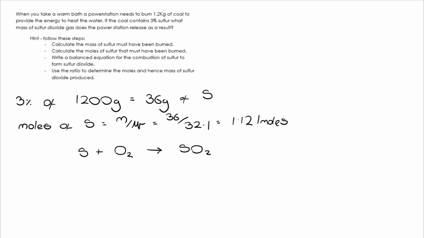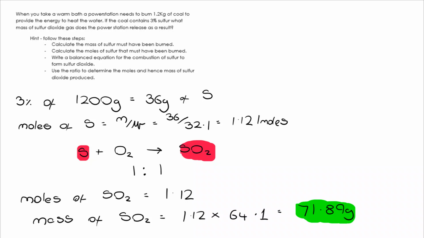Now, if I then write the equation of S plus O2 goes to SO2, I can see that the mole ratio of S to SO2 is 1 to 1. So one mole of sulfur makes 1 mole of sulfur dioxide. 1.121 moles of sulfur makes 1.121 moles of sulfur dioxide. And if I've now got the moles and I want the mass, I find its MR, 64.1, multiply them together, and I get 71.89 grams. Another one for you to try. Unpause when you're ready.